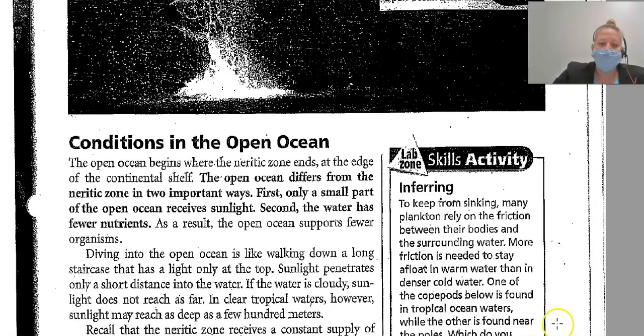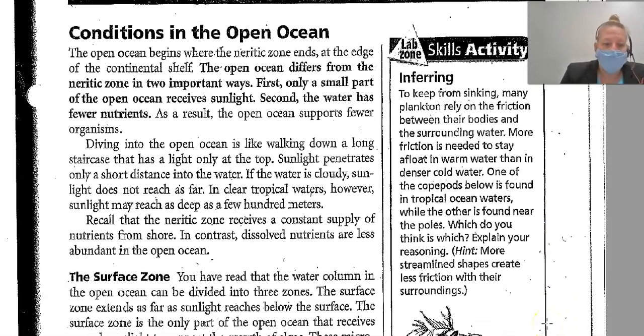Okay, conditions in the open ocean. The open ocean begins where the neritic zone ends at the edge of the continental shelf. The open ocean differs from the neritic zone in two important ways. First, only a small part of the open ocean receives sunlight. Second, the water has fewer nutrients. As a result, the open ocean supports fewer organisms.